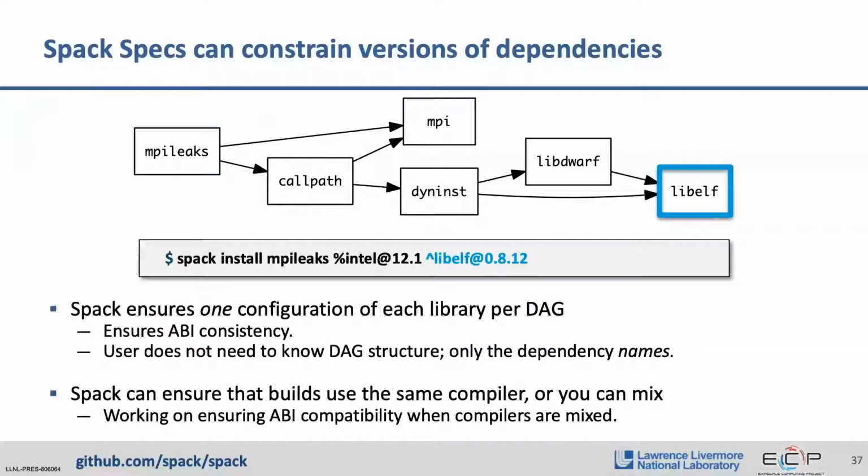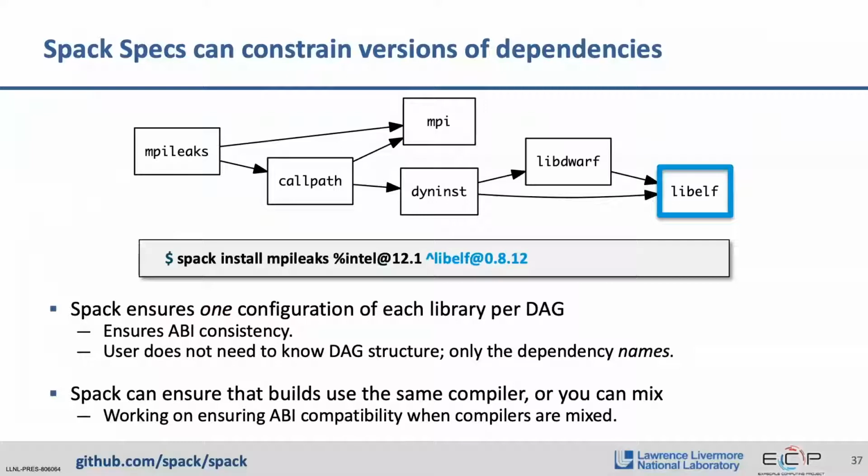So Spack also has this specification language, which we call specs. And these can constrain versions of dependencies as well. And you saw this earlier. So you can say spack install mpileaks %intel@12.1. Let's say, build with the Intel compiler version 12.1. And you can specify a constraint on a dependency using this caret sigil.